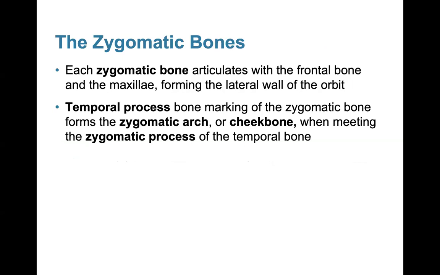Each zygomatic bone will articulate with the frontal bone and the maxilla, forming the lateral wall of the orbit. The temporal process of the zygomatic bone forms a zygomatic arch, or cheekbone, when meeting the zygomatic process of the temporal bone.